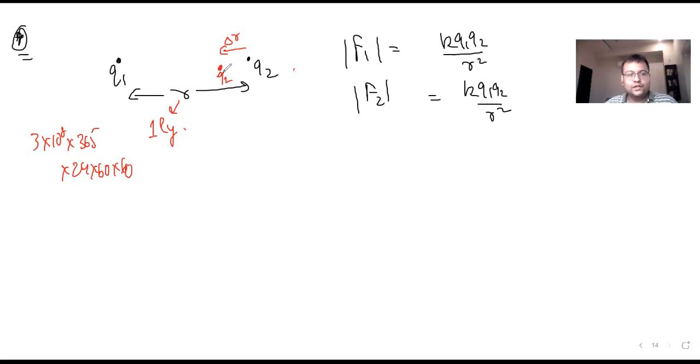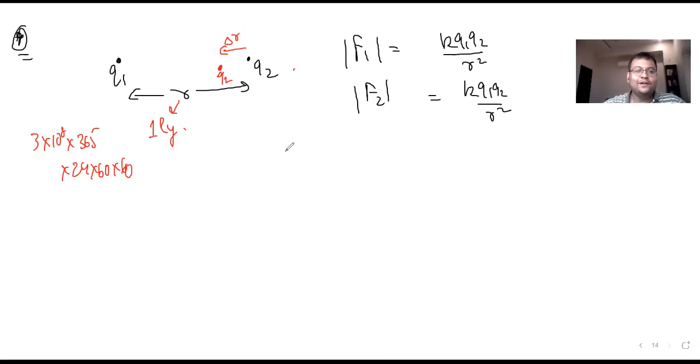Now, when you shift the charge Q2 by distance delta R, the force on charge Q1 will take some time to change. Why will it take time? Because the speed of light is finite, so the information will take time. The information that the charge Q2 has displaced will reach Q1 after 1 year.